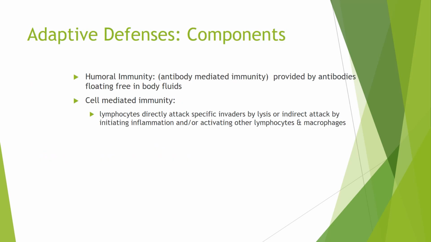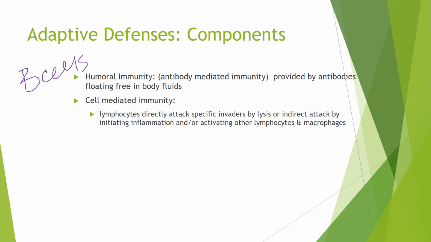We have two different types of immunity with adaptive defenses. The first one is humoral immunity, and this has to do with our B cells. Let me write that down. This is where we have a wide diversity of targets, where antibodies are free floating in the body and will be continuously created.